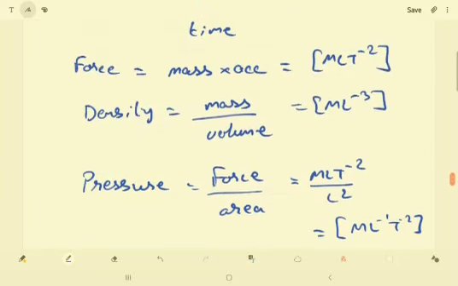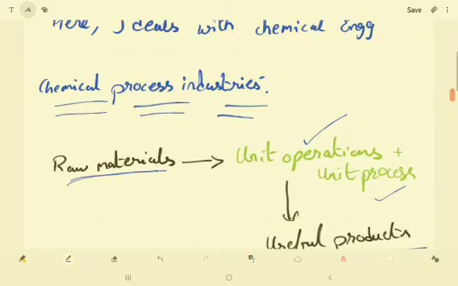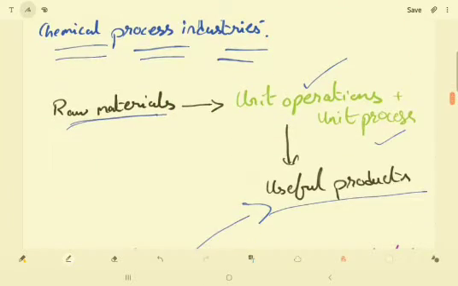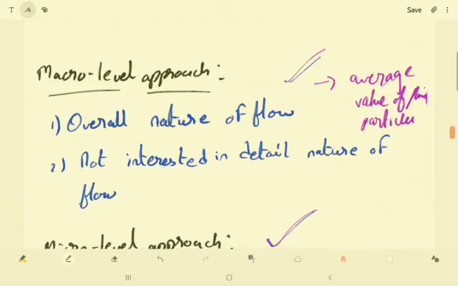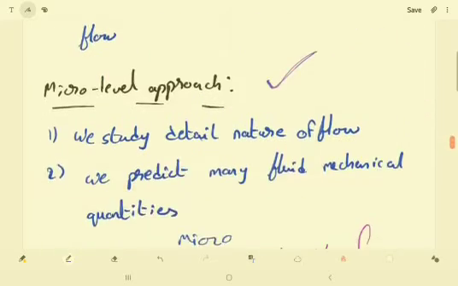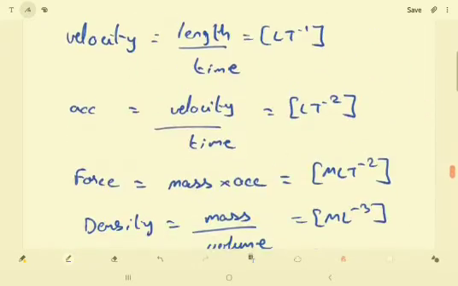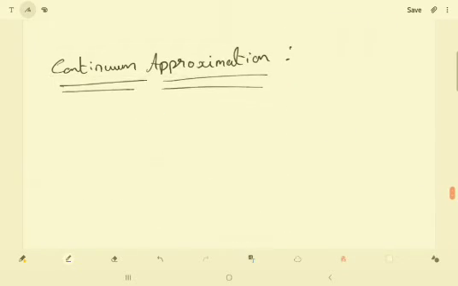In the previous class I taught about the brief introduction of fluid mechanics, what is fluid mechanics, and how fluid mechanics plays different roles in different processes. About the chemical process industry, we studied unit operations and unit processes, the micro level approach and macro level approach, and we have studied some basic units and dimensions. And now let's go further into a topic that is continuum approximation.